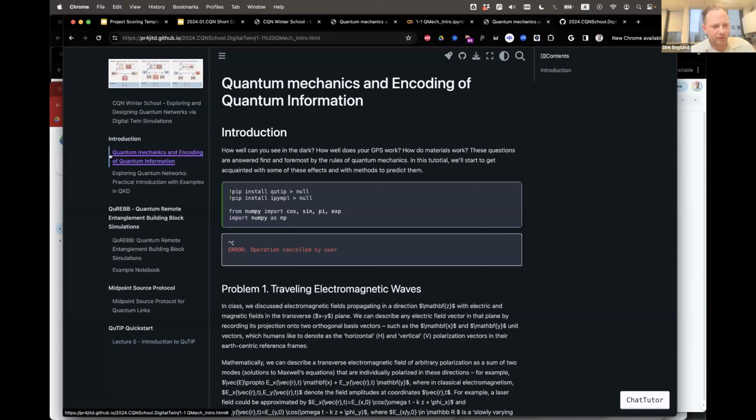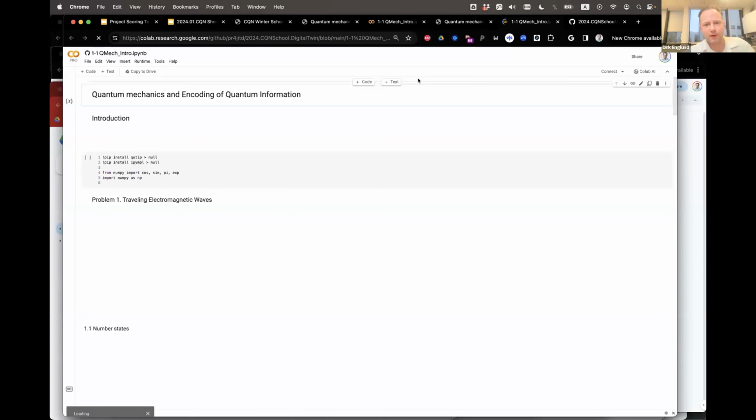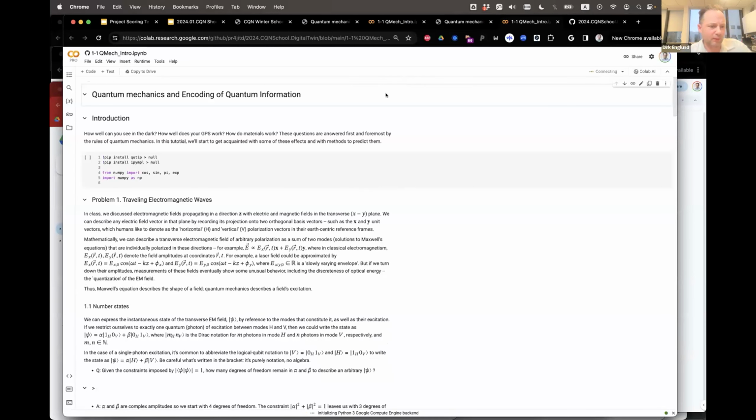There's a section called quantum mechanics and coding of quantum information. Let's open that up. Again, you can open it up in whatever your preference is. From Google Chrome browser, Colab works well. I don't know how well it works for another browser, but you could also use the Binder version. Okay, so here we are, quantum mechanics and encoding information.